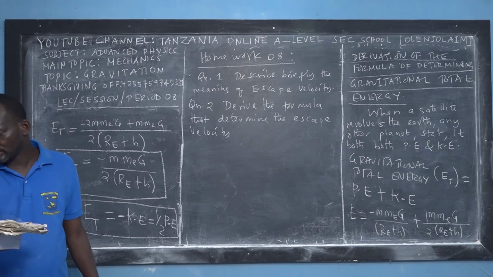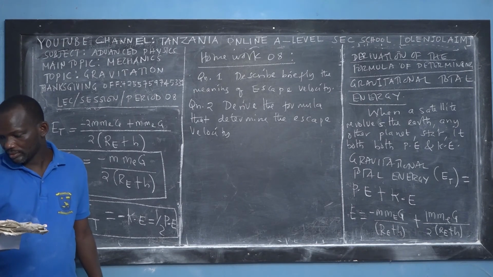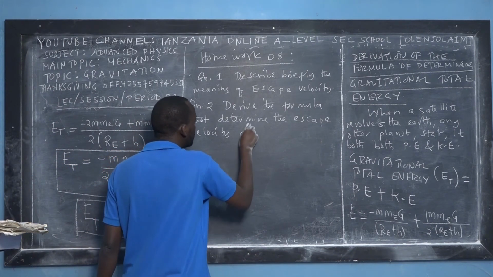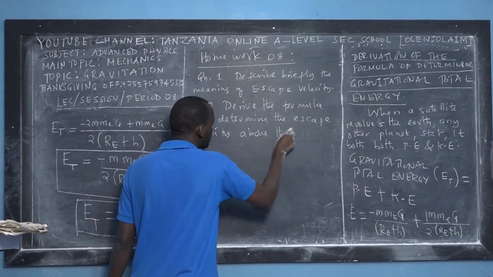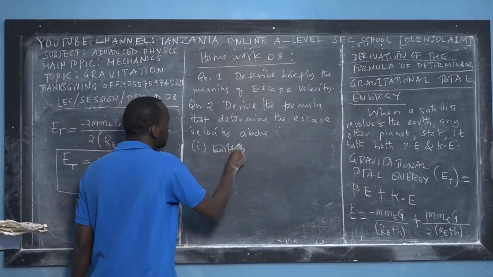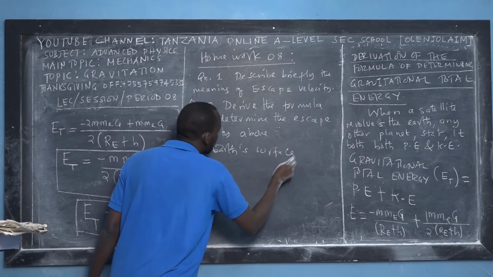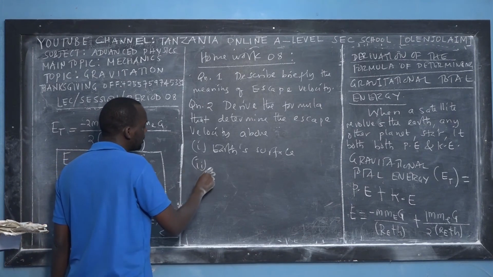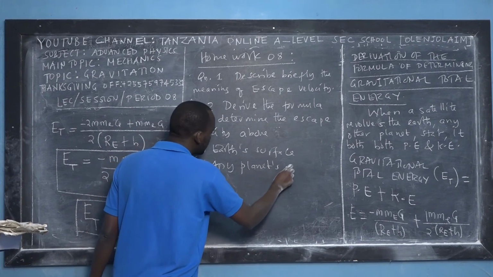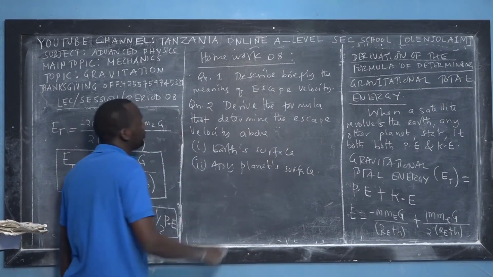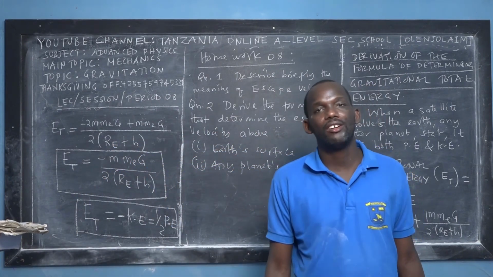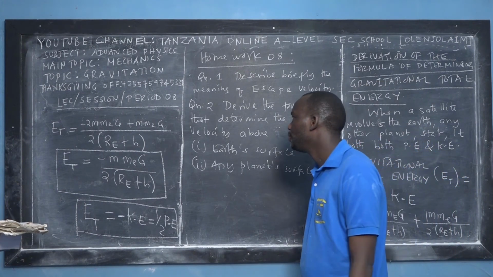Escape velocity from or above the Earth's surface, or escape velocity above, one, the Earth's surface, and then two, any planet's surface. So make sure that you do those 2 questions of the homework of lecture, or session, or period 8.